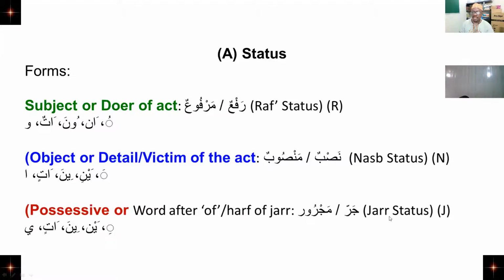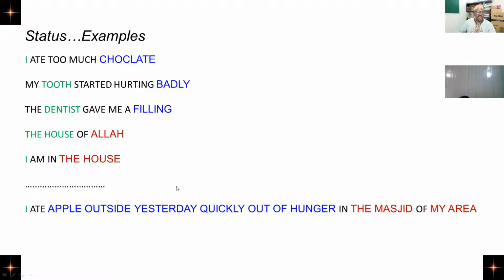Generally. Rafa, nasb, jar. Rafa, nasb, jar. Rafa, nasb, jar. And when we come to your texting your answers, you will be representing it with R, N, and J. Note, these are status, these different forms of the status. And status is hala, halat al-i'rab. Okay, good. Now, let's come to an example here, right?